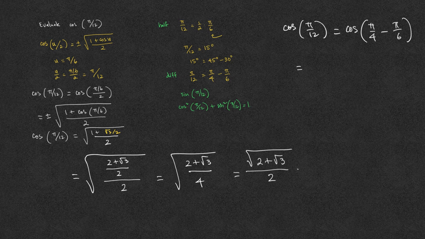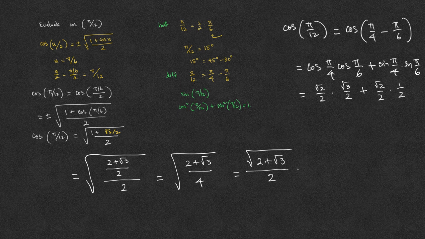Using the difference formula for cosine, we have cosine of the first angle times cosine of the second angle. For cosine, the difference formula is plus sine of the first angle times sine of the second angle. Cosine of pi over 4 is the square root of 2 over 2. Cosine of pi over 6 is the square root of 3 over 2, plus, not minus. Sine of pi over 4 is root 2 over 2. And sine of pi over 6 is 1 over 2.